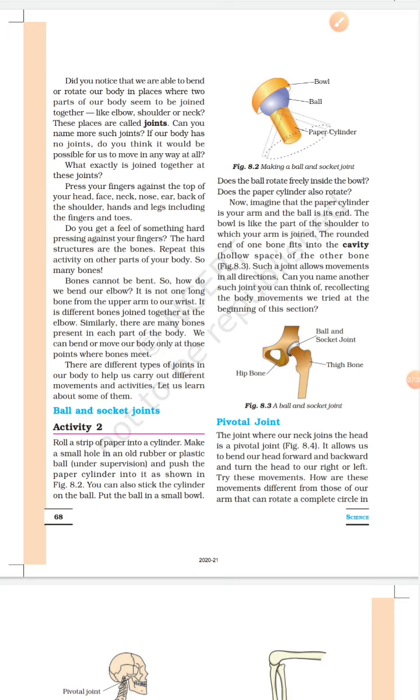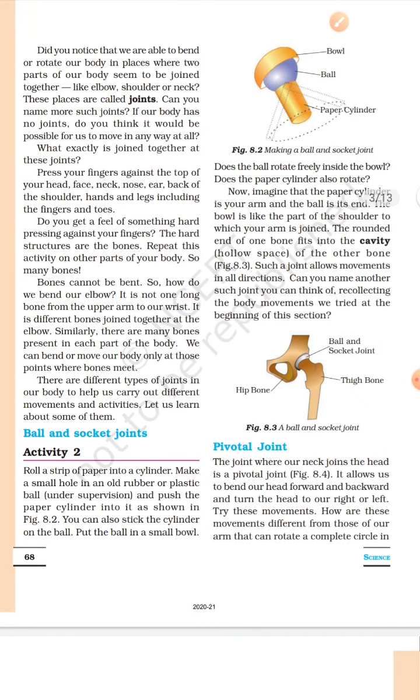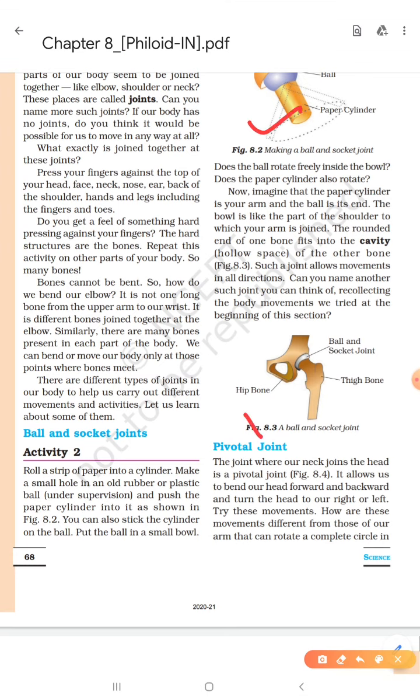You should know one thing, dear students, that this ball and socket joint allows movement in all directions. This joint is present at the shoulder and thigh. In our shoulder and thigh, we have this type of joint. So you can see here, you can compare these two diagrams. You can see this one and this one.